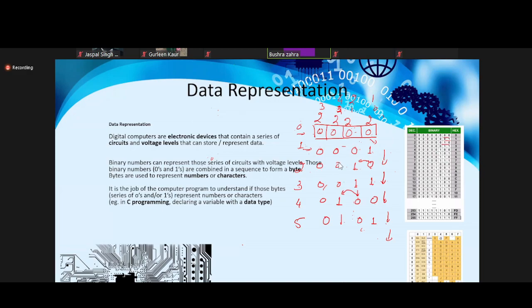4, 8. You know, every digit doubles. It becomes double of this, 2. It becomes double of this, that is 4. It becomes double of this, that is 8. Correct? So this is what we call 1, 2, 4, 8 weights. This is weight 1, weight 2, weight 4, weight 8.